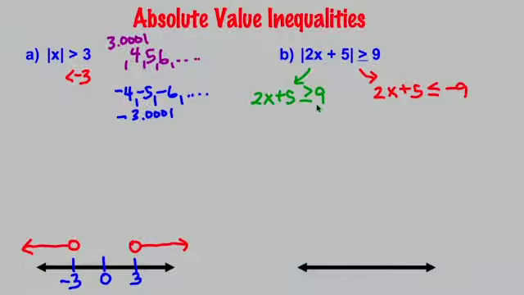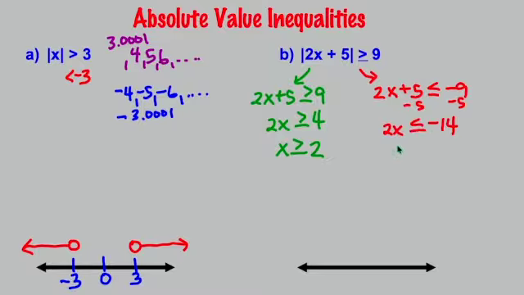So I'm going to subtract 5 and subtract 5. So I get 2x greater than or equal to 4. I'm going to divide by 2. So now I get x greater than or equal to 2. Over here, I'm going to subtract 5 on both sides. Just to make sure you don't do this wrong, -9 minus 5 would be -14. So 2x is less than or equal to -14. Now when we divide by 2, we get x is less than or equal to -7.